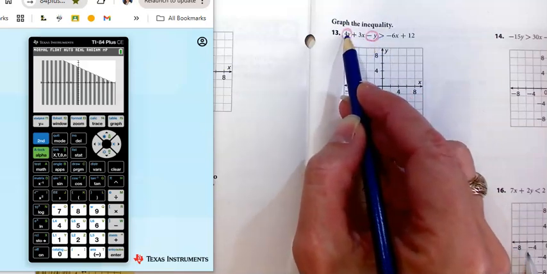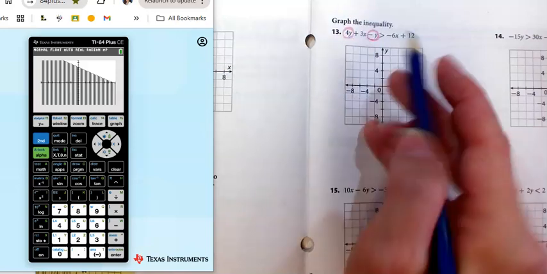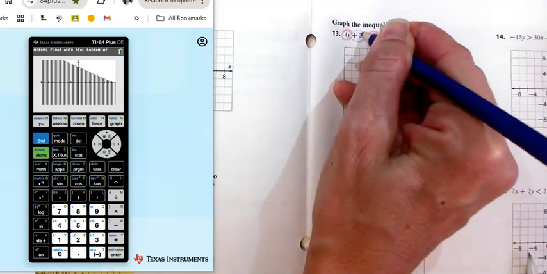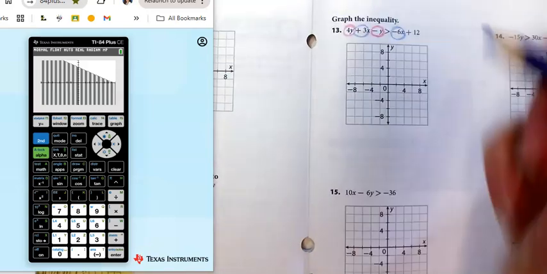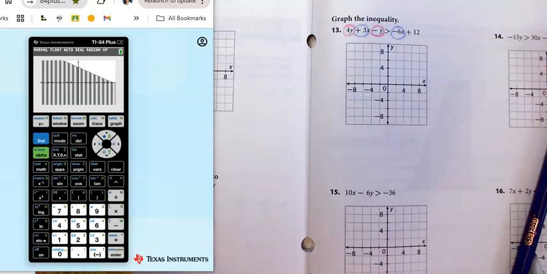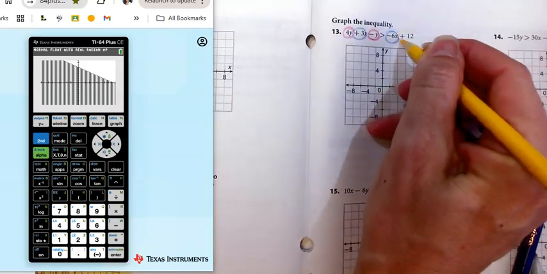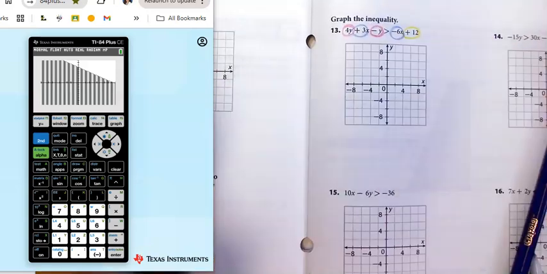This one's got a positive, even though I didn't write a plus sign in front of it. So that's a positive 4y and a negative y. And then here is a positive 3x. On the other side of the inequality sign is a negative 6x. And then I've got a number with no variable.